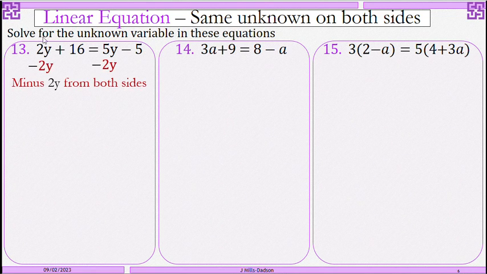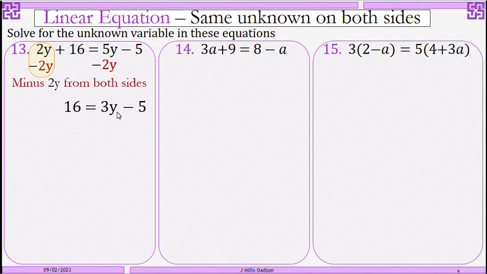And when that happens, this becomes 0 plus 16. And we have 5y minus 2y to work out, then minus 5. So we have only 16 on the left hand side. We're going to have 3y minus 5, because 5y minus 2y is 3y.